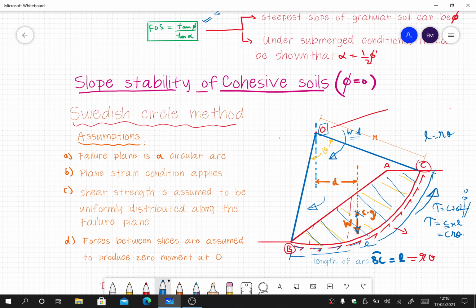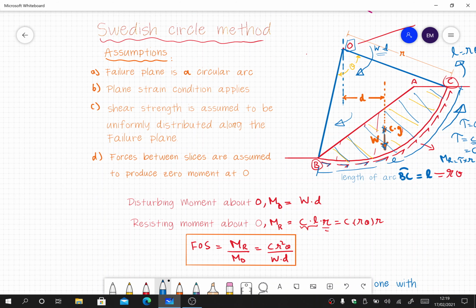To convert that into moment, because it is acting in this direction, we will find the resisting moment. M R is equal to tau into R, the shear force into the radius R, because it acts in the opposite direction. So the factor of safety is equal to the resisting moment over the disturbing moment. The disturbing moment we just saw is W into d, the weight acting at the center of gravity into the distance to the center of the circle, and the resisting moment is C into L into R, so C R squared theta. Dividing, the equation is C R squared theta over W d. This is how we calculate the factor of safety for purely cohesive soils.